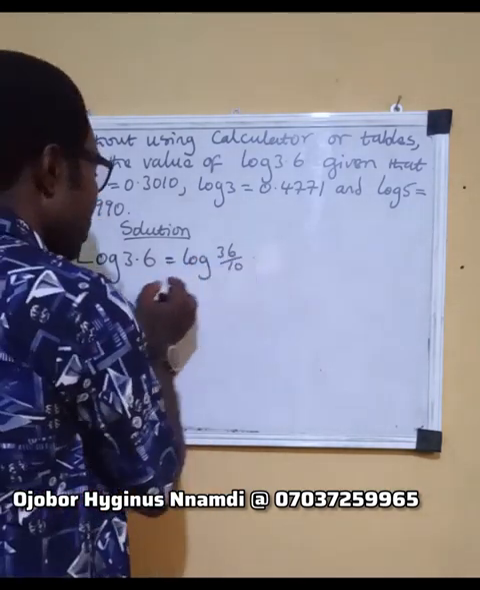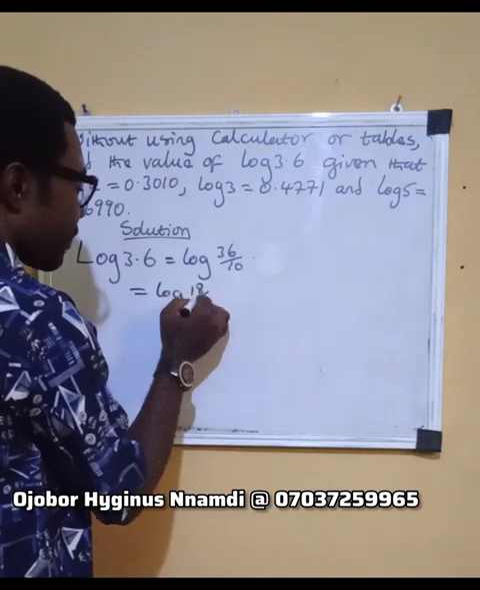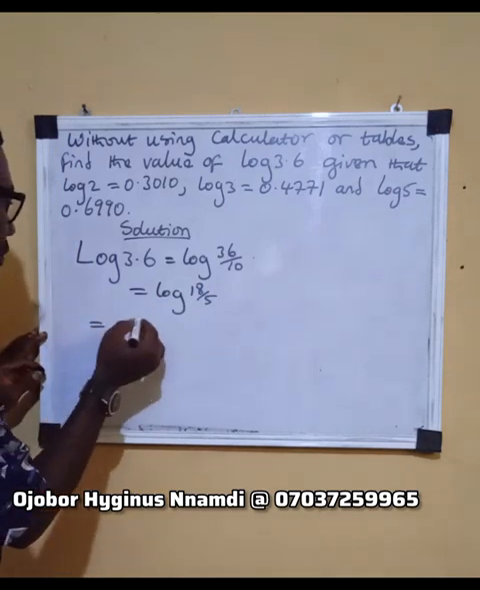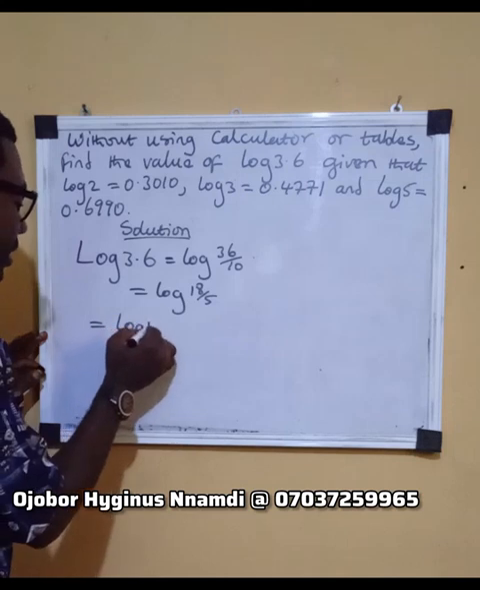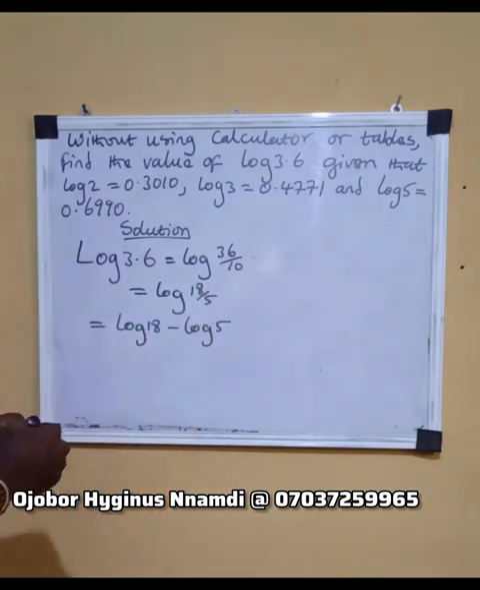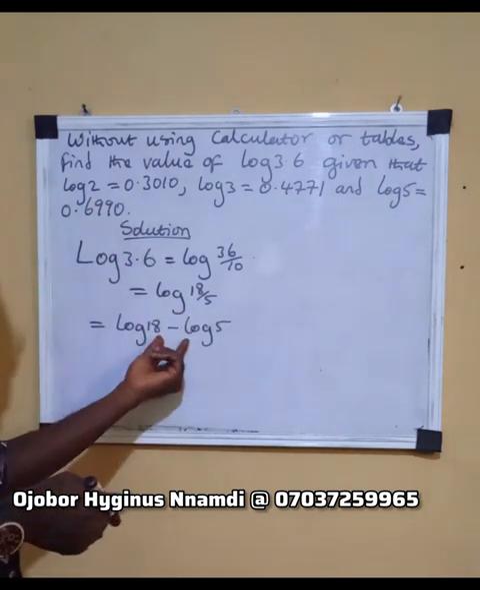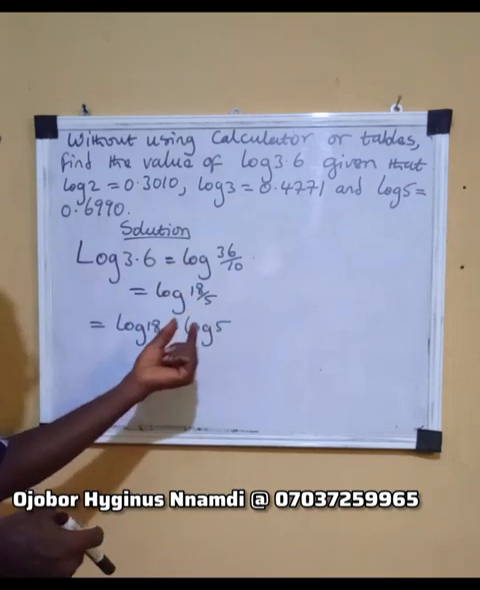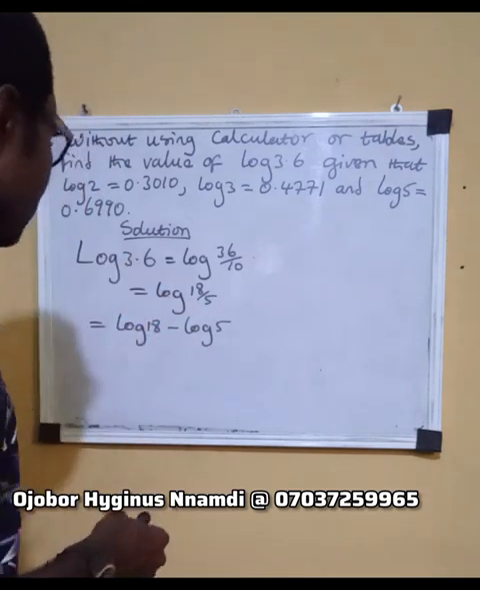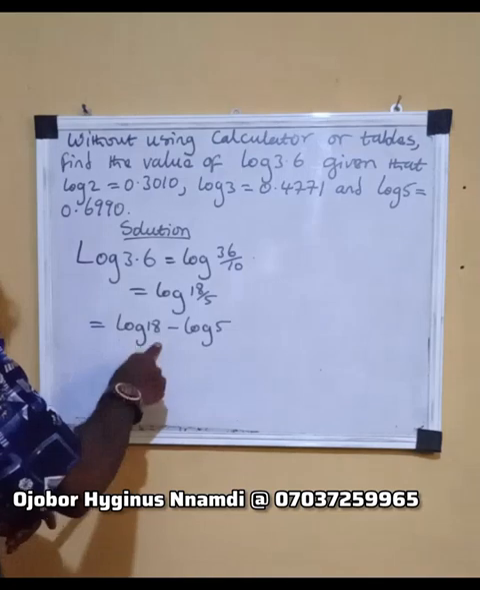36 over 10 can as well be written as the logarithm of 18 over 5. And from the law of logarithm, the logarithm of 18 over 5 can be split as log 18 minus log 5. Because it is division, to separate them and find their logarithm separately, you subtract. If it is multiplication, you add. So this is log 18 minus log 5. Log 5 is here, and we know what log 5 is, but we don't have log 18.